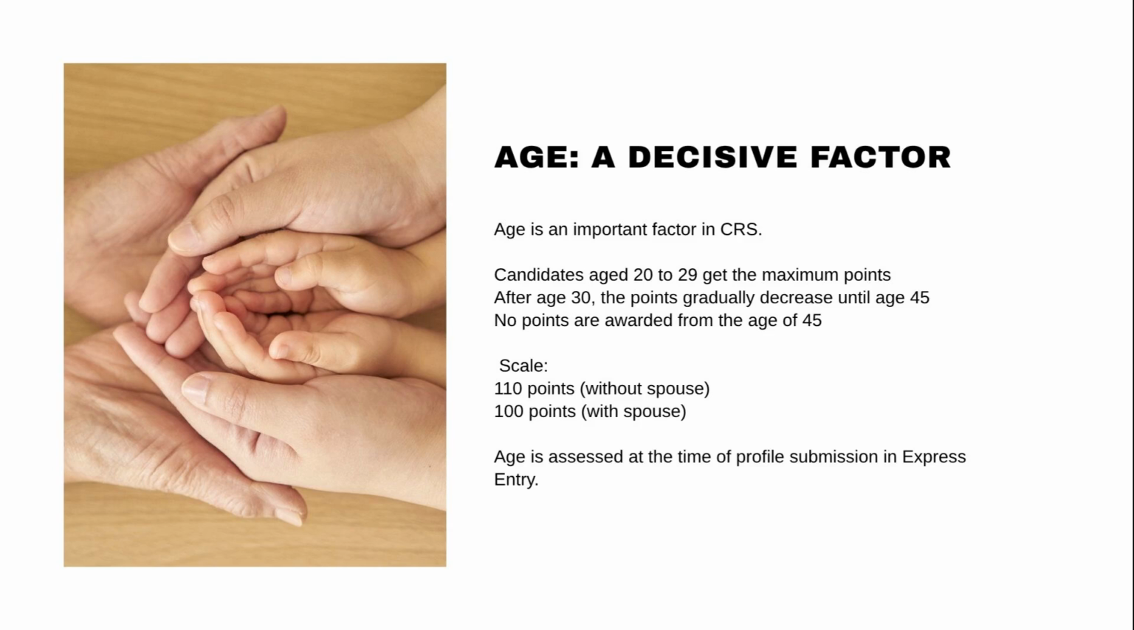Candidates between the ages of 20 and 29 are awarded maximum points. From age 30 onwards, points decrease each year. At 45, it's 0 points. So if you're still young, don't delay. And if you're over 30, you'll have to compensate for the loss of points with other elements of your profile.